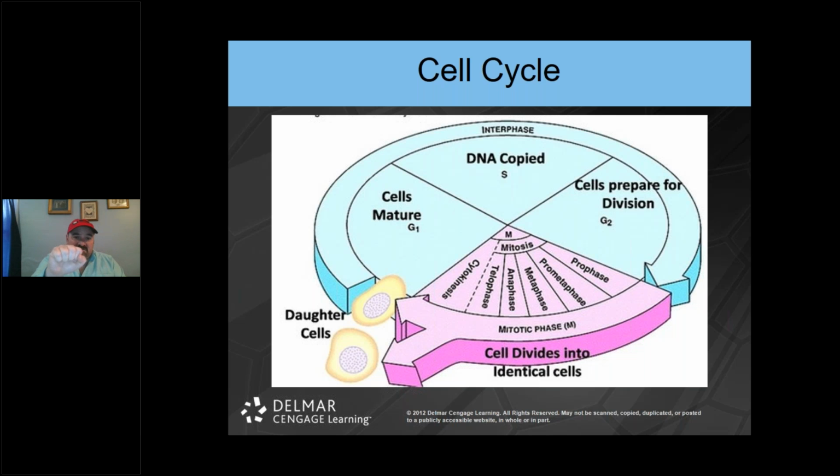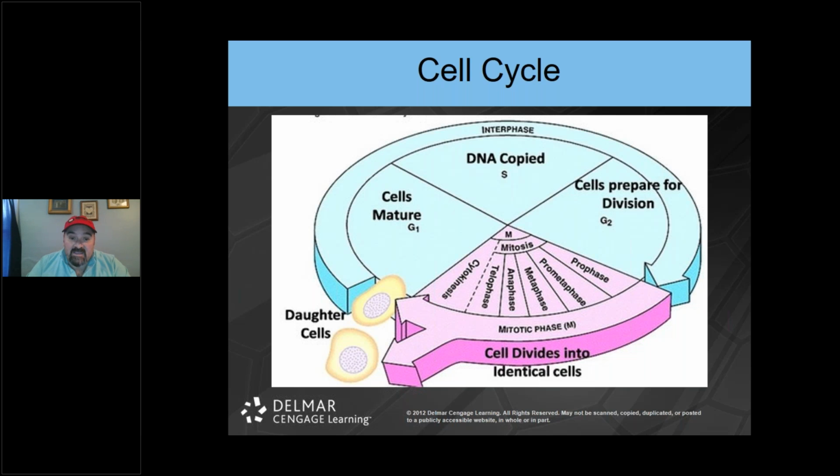So we start with a parent cell. In prophase, there is genetic material in the nucleus. That genetic material will be able to come out of the nucleus because the nuclear membrane is dissolved in prophase. In metaphase, the genetic material comes to the midline of the cell. In anaphase, the centrioles and protein structures pull the genetic material to the separate parts of the cell. And then in telophase, you have two identical daughter cells.